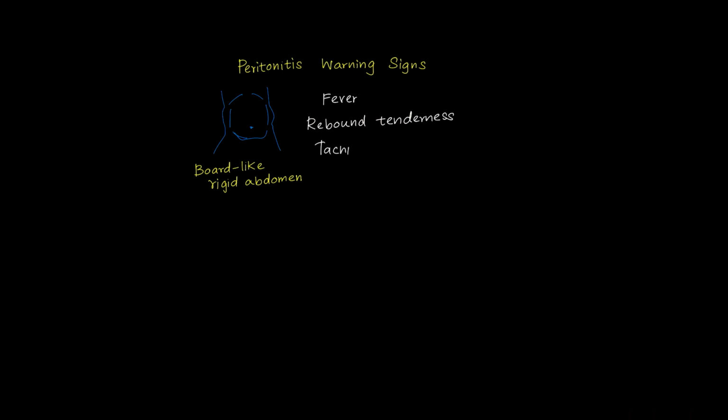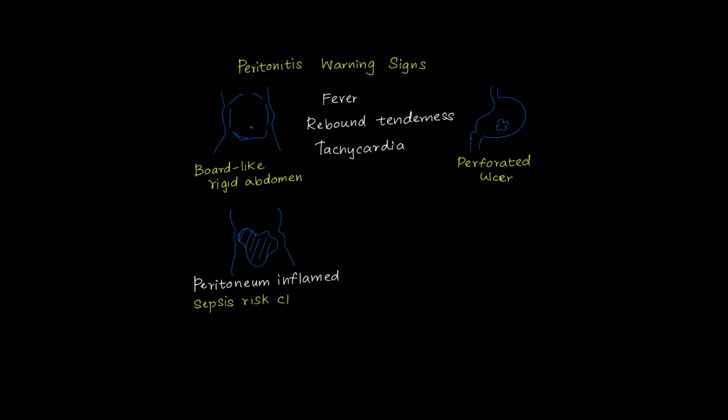A rigid board-like abdomen is one of the most specific findings in nursing assessment. Add fever, rebound tenderness, and tachycardia, and the picture is peritonitis, most likely from a perforated ulcer. The ulcer has eaten through the full thickness of the stomach or duodenum wall, spilling acid and bacteria into the sterile peritoneal cavity. The peritoneum becomes inflamed, the abdominal muscles guard reflexively, and the patient spirals fast towards sepsis. This is a surgical emergency. The provider needs to know now, and the operating room needs to be ready.